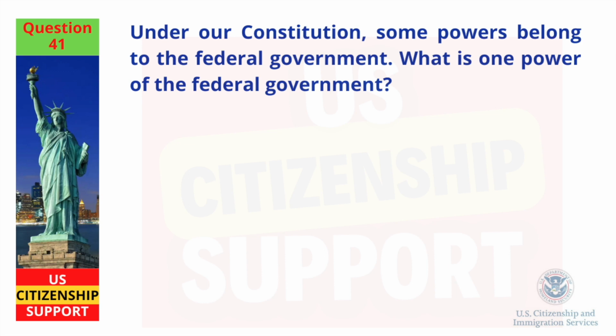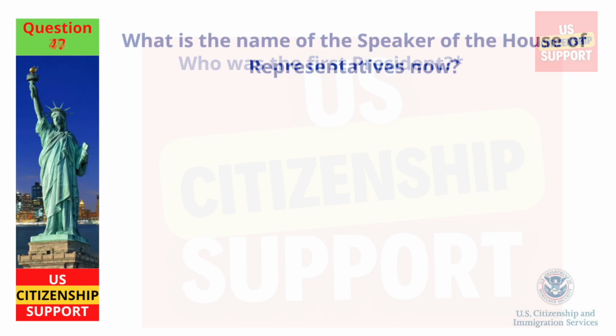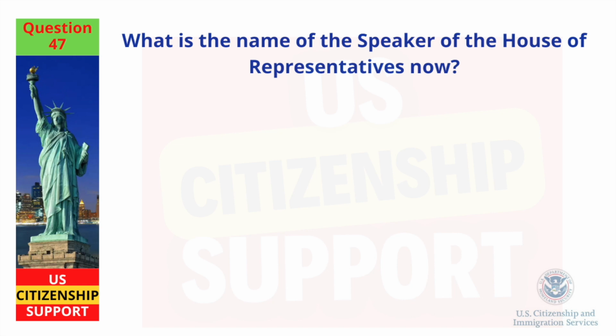Under our Constitution, some powers belong to the federal government. What is one power of the federal government? To print money. Who was the first president? George Washington. What is the name of the Speaker of the House of Representatives now? Kevin McCarthy.